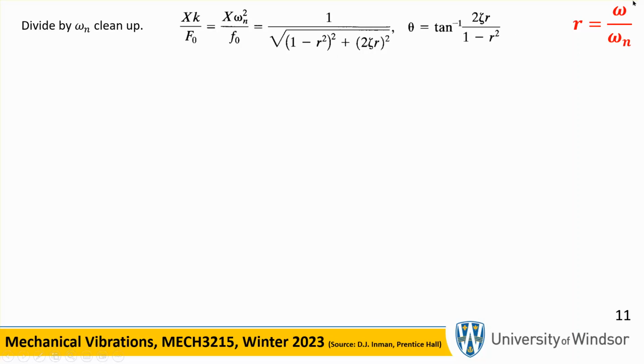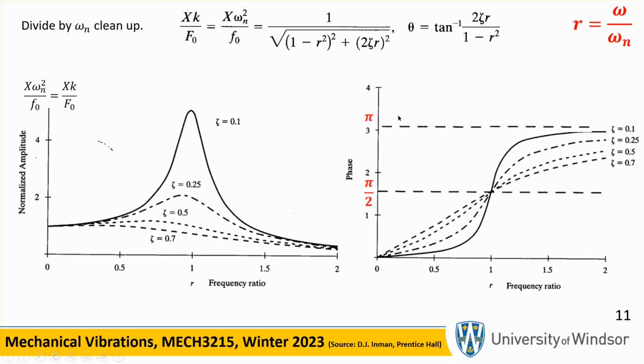So this is the cleaned up version, the compact version of what we had before. If you gave me R and you gave me zeta, we'll do examples, you can find big X. Actually, you cannot find big X. You can find xk over f naught. But you know what your f naught is, you know what your k is, so essentially you know your x. Okay? Now, I can plot that.